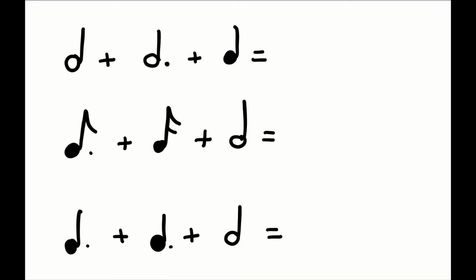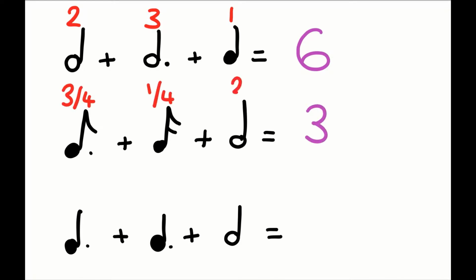So the first answer is 6 because a minim is worth 2, a dotted minim is worth 3, and a crotchet is worth 1. The second answer is 3. Let's see if you got that one, because a dotted quaver is worth 3/4. Our semiquaver is worth 1/4. And our last one is 5 because we've got 2, 1.5 and a 2.